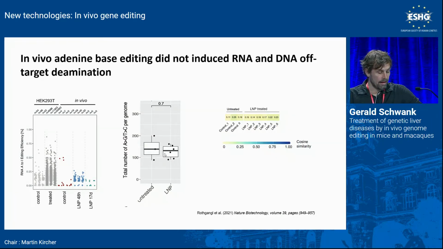And likewise, when we again analyzed hepatocytes isolated from treated animals, we did not see an increase in A to G mutations in the genome of these hepatocytes. And we also did not see a mutational signature for TadA, which is the deaminase used for adenine base editing.